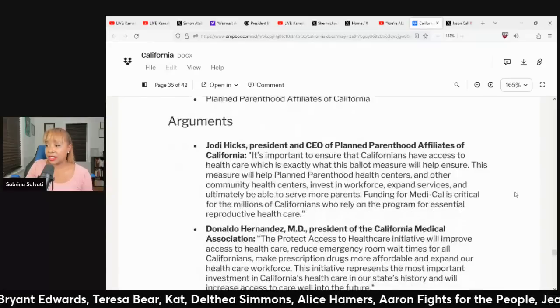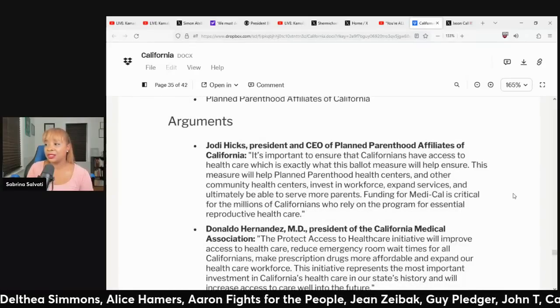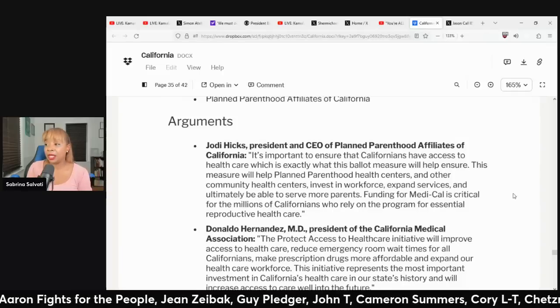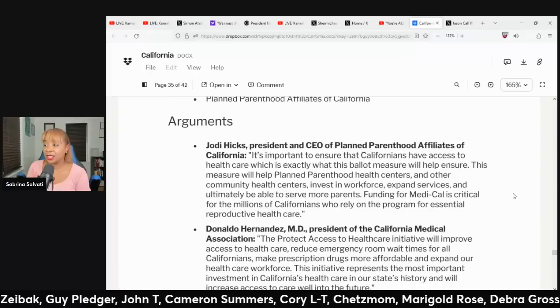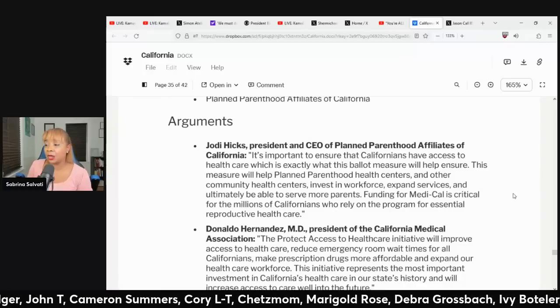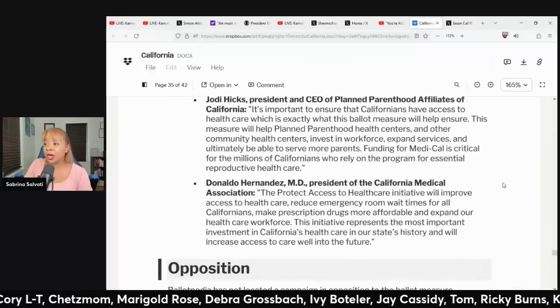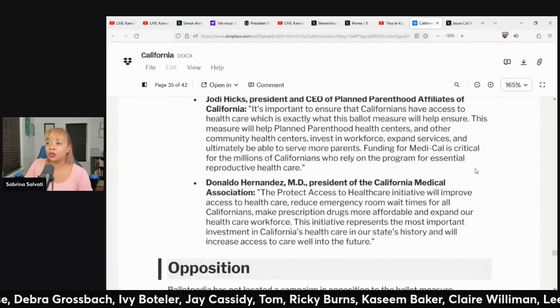And one of the arguments here: it is important to ensure that Californians have access to health care, which is exactly what this ballot measure will help ensure. This measure will help Planned Parenthood health centers and other community health centers invest in the workforce, expand services, and ultimately be able to serve more patients. Funding for Medi-Cal is critical for the millions of Californians who rely on the program for essential reproductive health care.